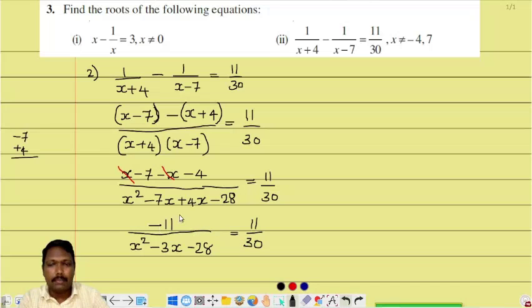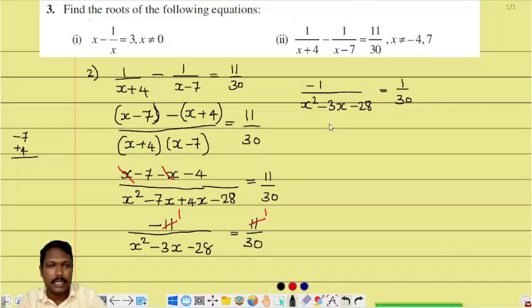Now you can cut these both 11s because both are in the numerator. When you transpose this 11 to here, it will be 30 into 11. So from here itself, you can cancel this 11 and this 11. Here you will get 1 and here also 1 will be there. So what will be the answer? It will be minus 1 divided by x squared minus 3x minus 28 is equal to 1 divided by 30.